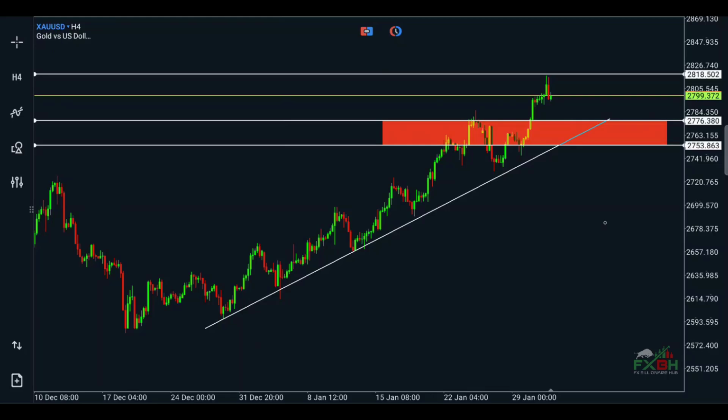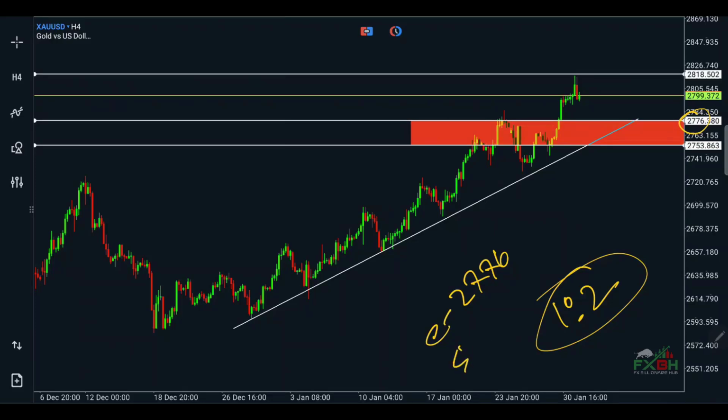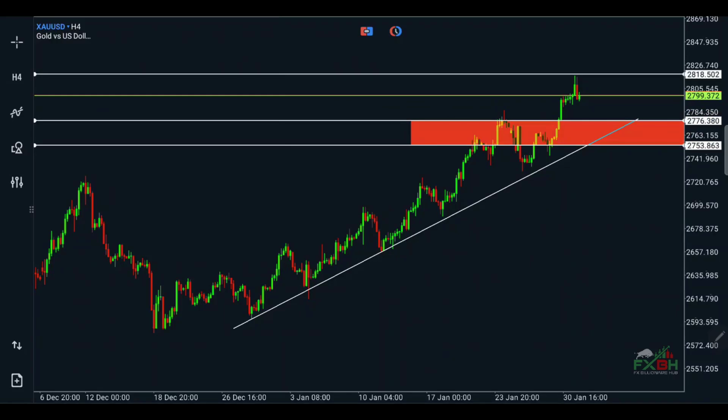As you can see there is a 1:2 risk reward ratio. 2776 is our entry zone. Our SL zone is 2753. Our TP zone is 2818. Okay, you may say, Mr. Boom, there is more than 200 pips SL. But you can see the TP, it's more than 450 pips, so you may easily take the entry.